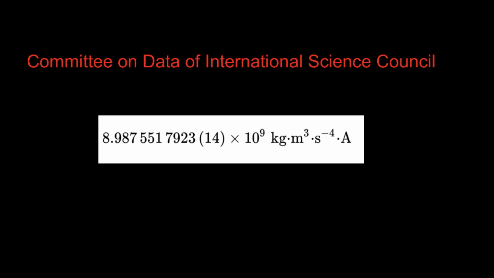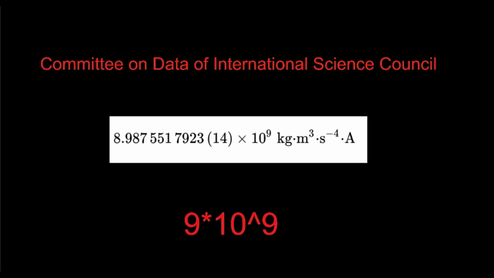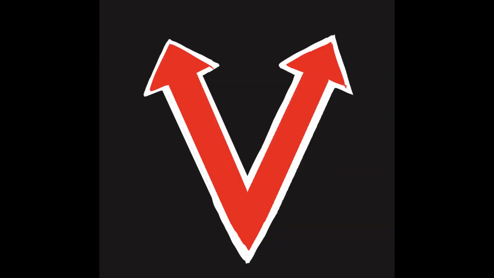Sometimes physicists need to be very precise about their measurements, but if that's not important to you, like say you're taking a test and your teacher doesn't want to read out all those decimals, then you could just round it up to an easier number, like 9 times 10 to the 9th or 8.99 times 10 to the 9th.